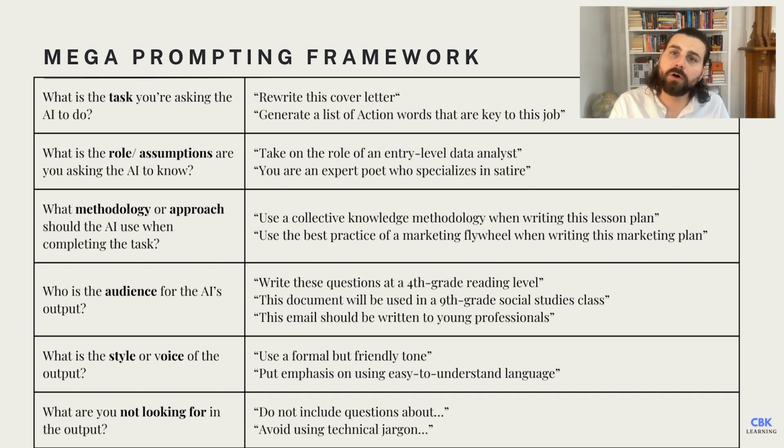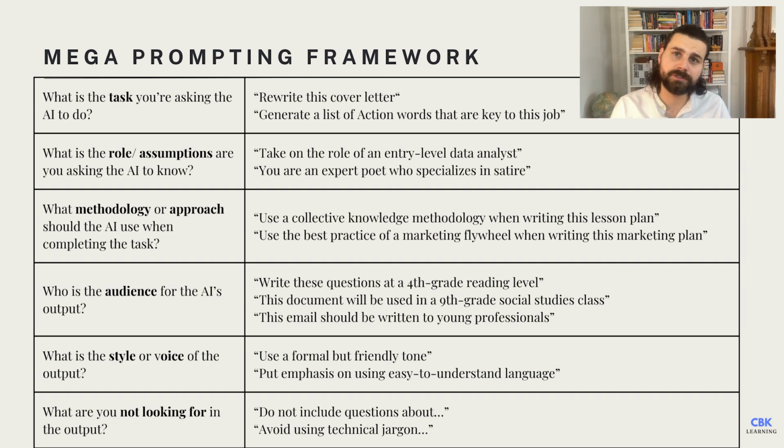The first question is, what is the task that you want the AI model to take on? This is very similar to what we talked about before. The second is, what role or assumption do you want the AI model to take on? Sometimes giving it a name for its position or explaining exactly what role you want it to take can be very helpful in narrowing the output. Next is, what methodology or approach do you want the AI model to take on? Proper nouns like collectivist knowledge theory are going to be really helpful here in narrowing down the sources that the AI model is pulling from.